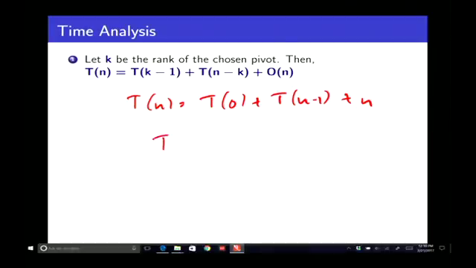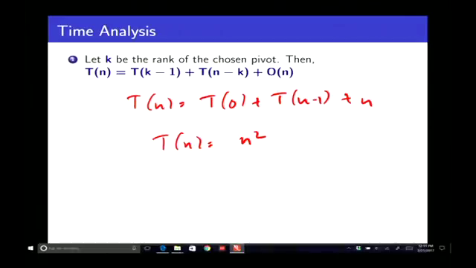This becomes T of n is n square. Why? Because T of n is T of n minus 1 plus n. What is T of n minus 1? T of n minus 2 plus n minus 1. So it will be n plus n minus 1 plus n minus 2 up to 1, that is n square. And we know quicksort can take n square time in the worst case.